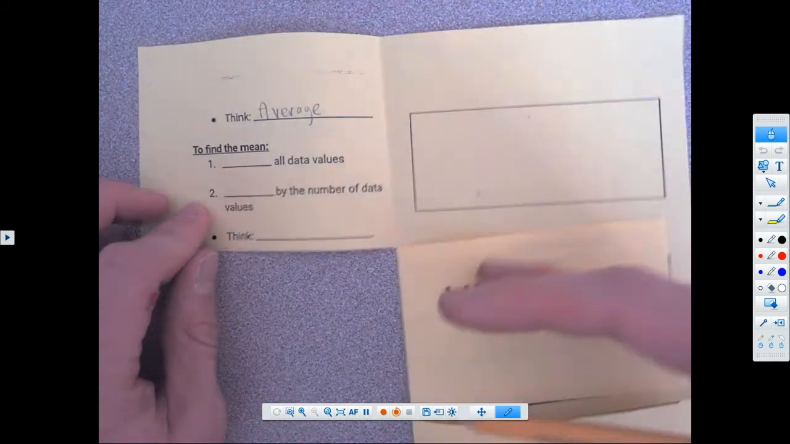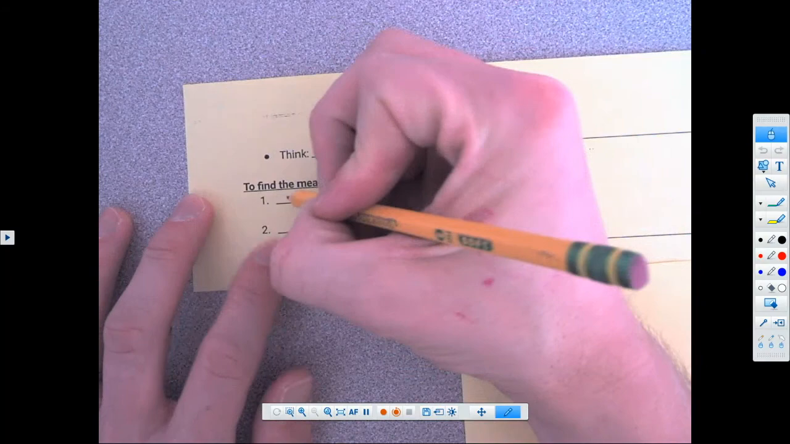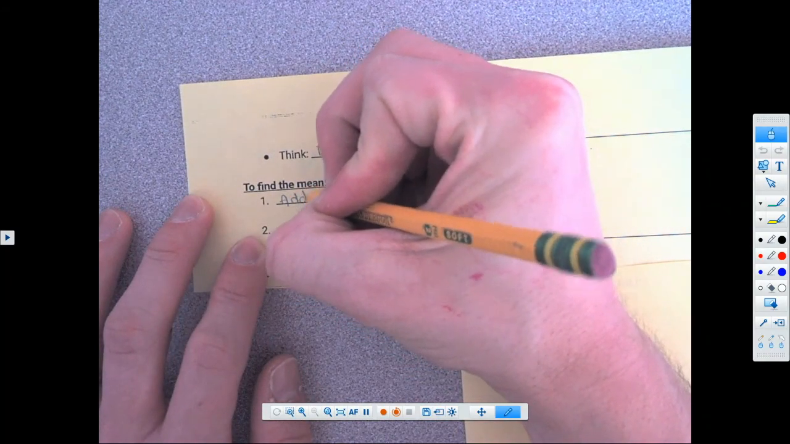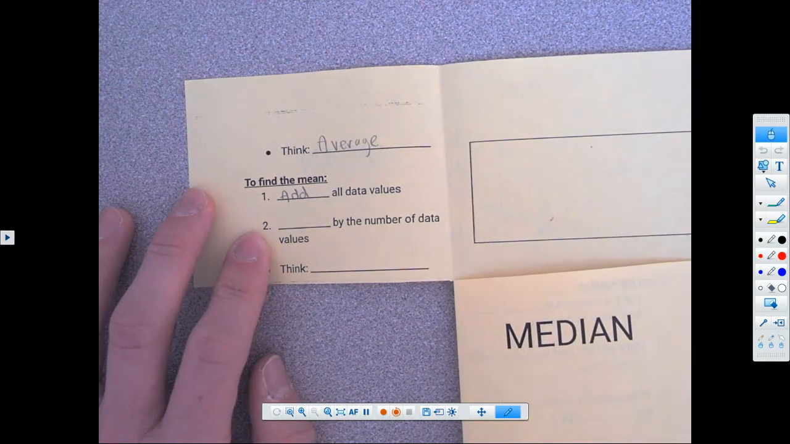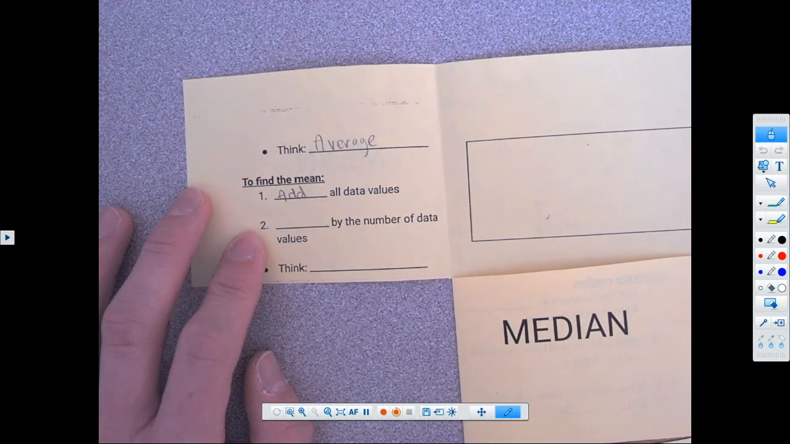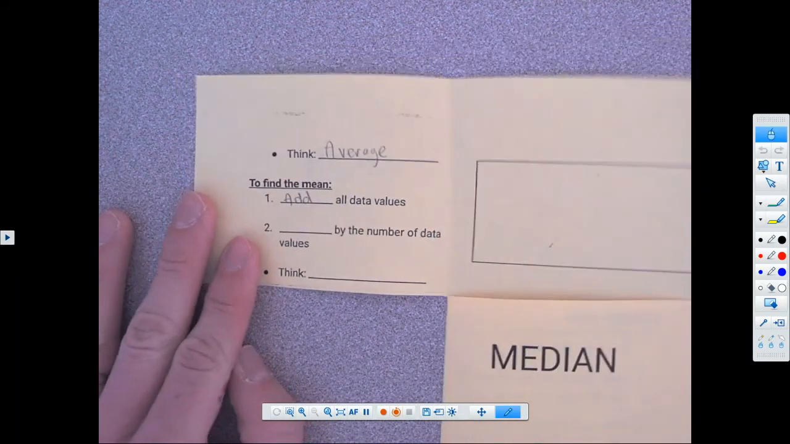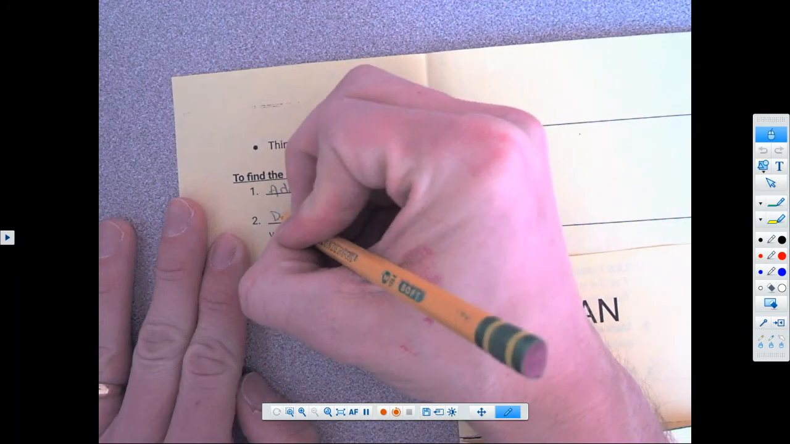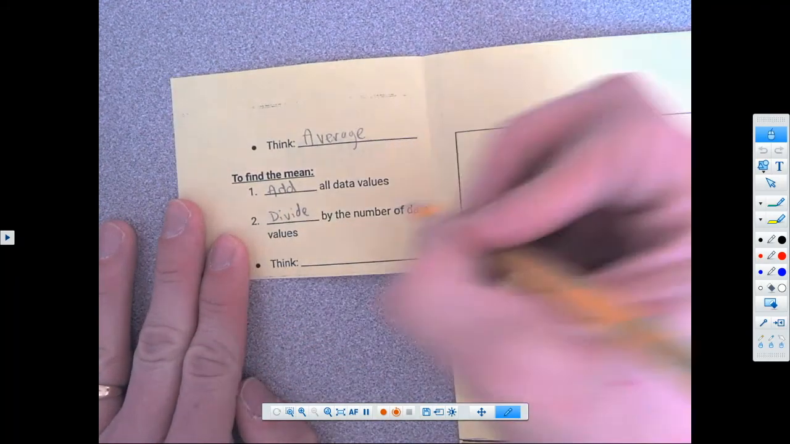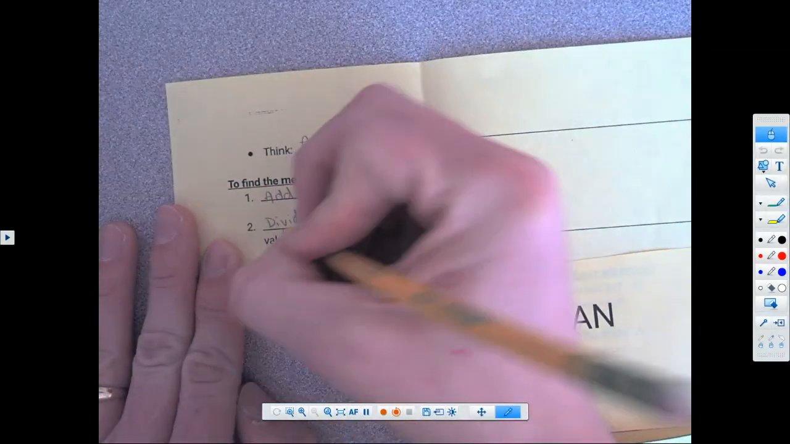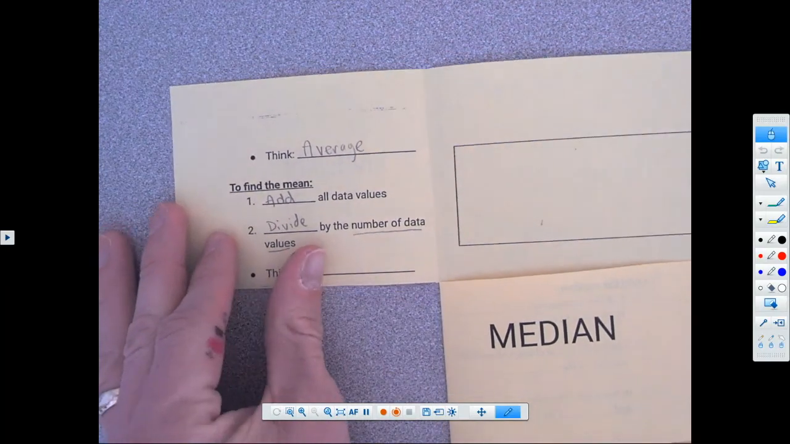So in order to actually find the mean, first you need to add all of the data values. And then second, so there's 2 steps, it's great. Your second step is to then divide by the number of data values. And I'll show you exactly what that means in a second.